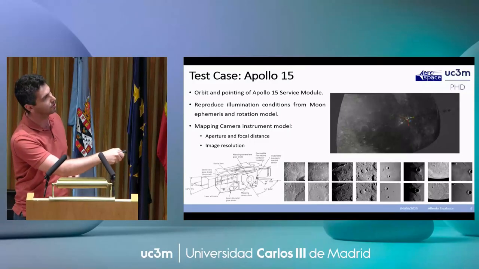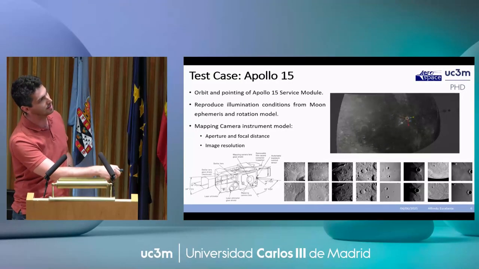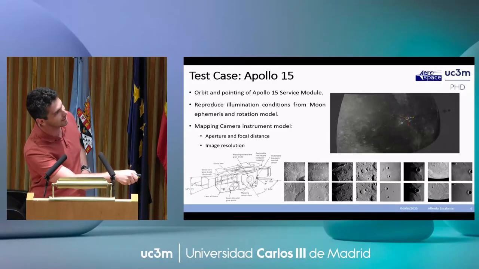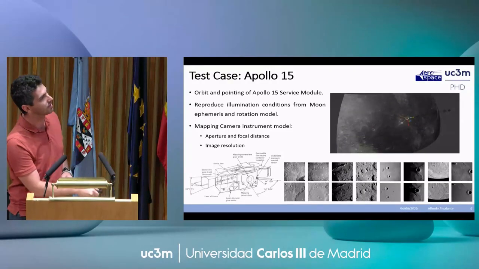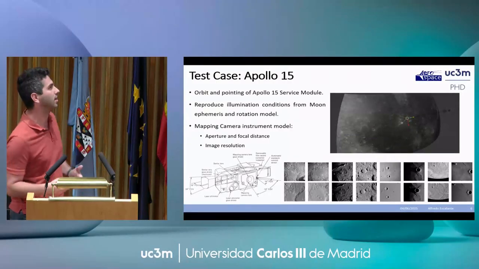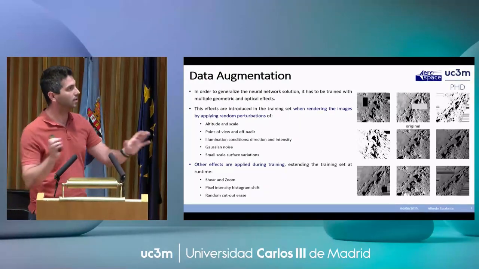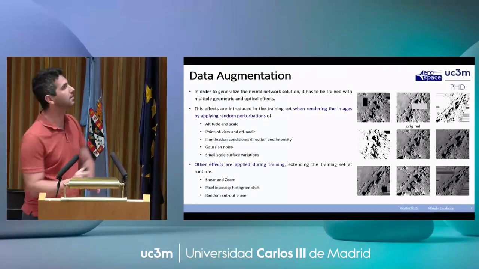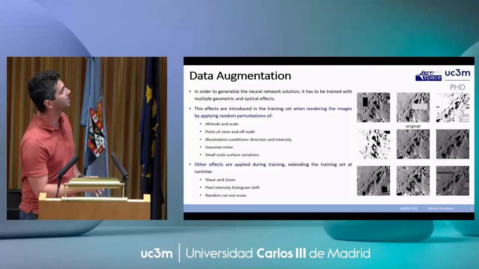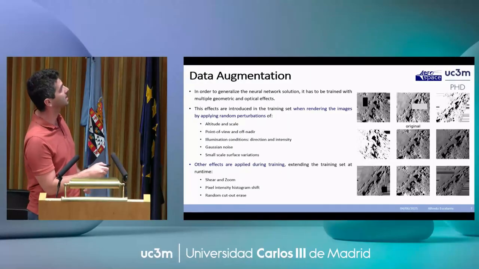This is just for comparison, with the real ones in the top row and the synthetic counterparts in the bottom row. And you can see that even with very large off-nadir angles, and maybe you can see here even the gamma ray boom of the spacecraft, the images fit very well and are very accurate when you compare the histograms, for instance. So we have all the images that will compose the training set, but then we also apply data augmentation to generalize the solution, which, as we mentioned at the beginning, was one of the main challenges.